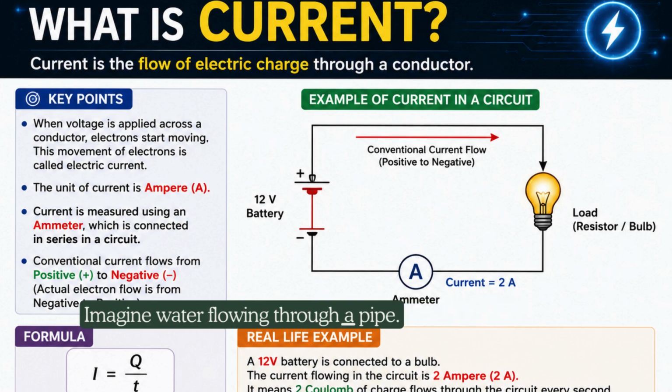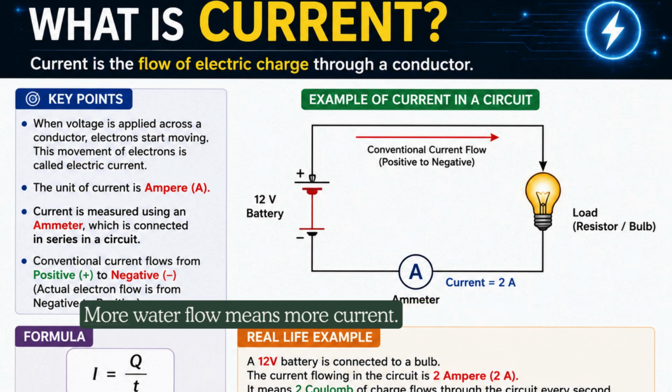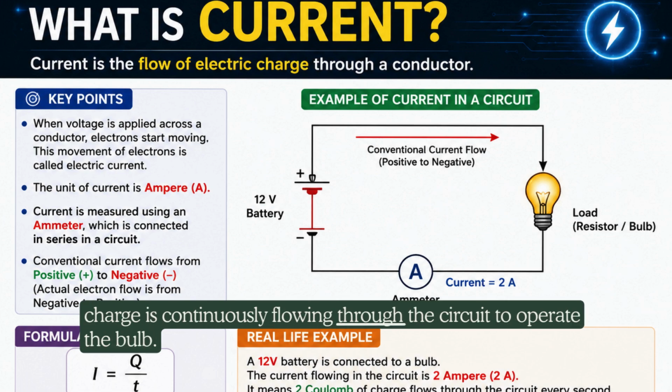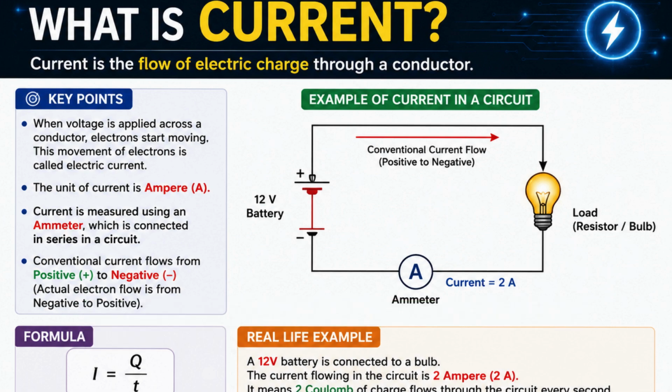Imagine water flowing through a pipe. The amount of water flowing every second is similar to current. More water flow means more current. For example, if a bulb circuit draws 2 amperes, it means electrical charge is continuously flowing through the circuit to operate the bulb. Remember, current is the flow.